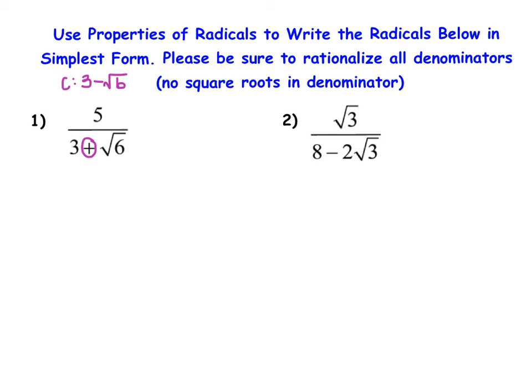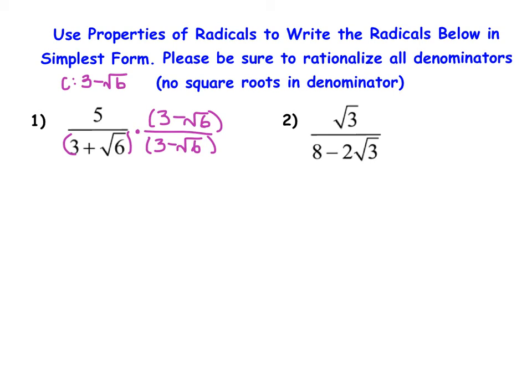So what we're going to do here is multiply by the conjugate. We're going to multiply the denominator by 3 minus the square root of 6. And we're also going to multiply the numerator by 3 minus the square root of 6, because remember, we have to multiply this by 1. So we multiply the top and the bottom by the same thing. Now, I'm going to add some parentheses in down here. I might get a little bit confused.